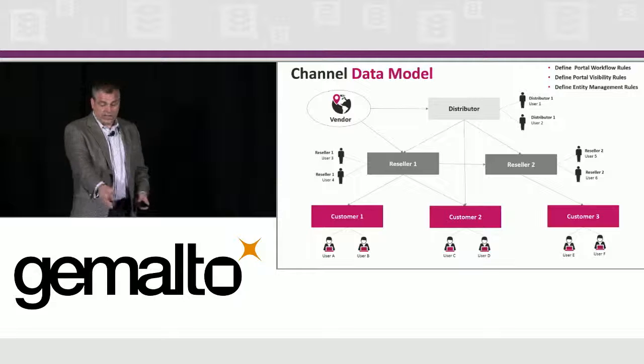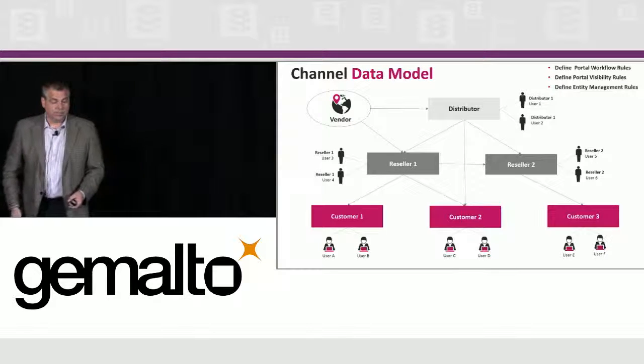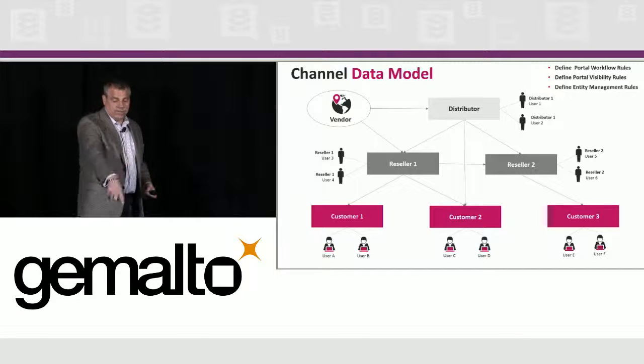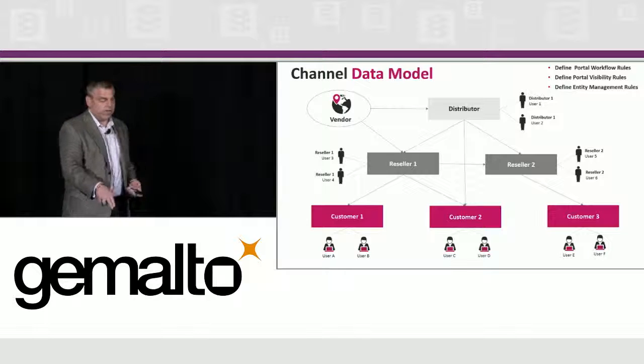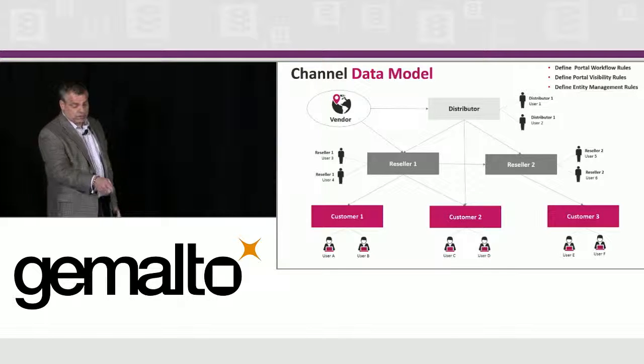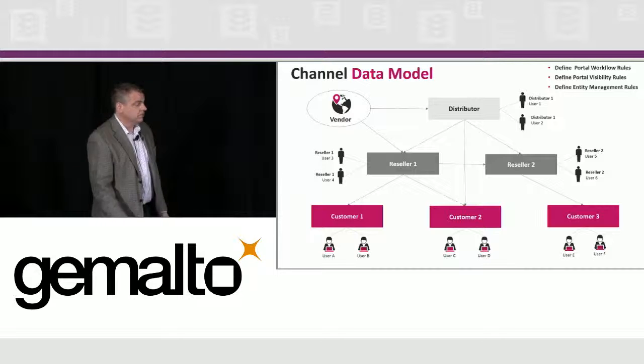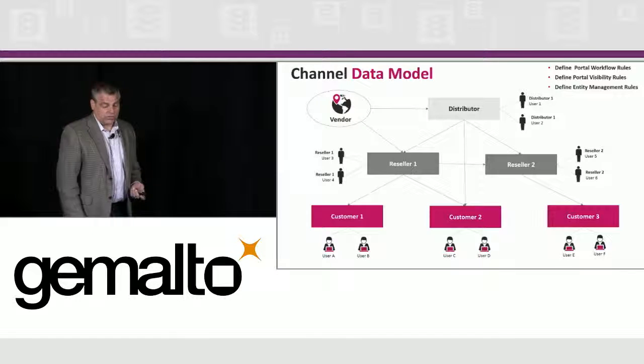That distributor has users at the top. The distributor going from 12 o'clock to 6 o'clock may sell directly to a customer. You may have a reseller that sells to other resellers, okay? And of course, resellers selling to customers.